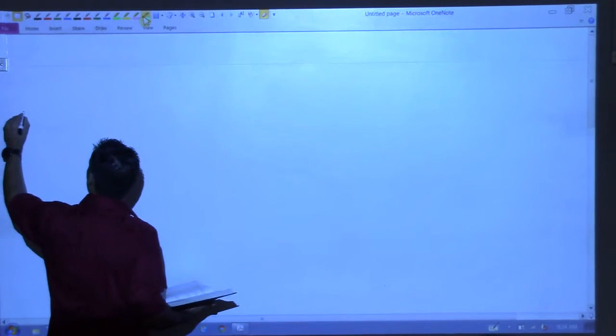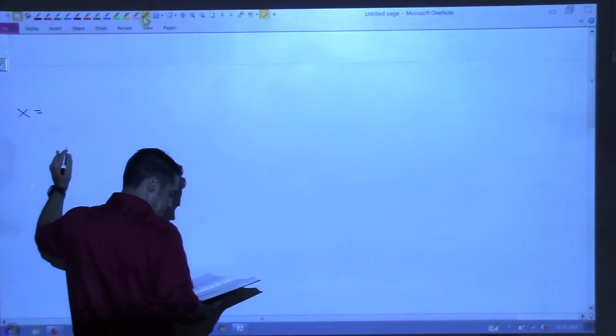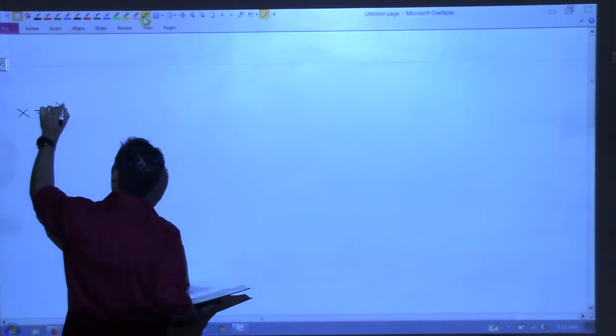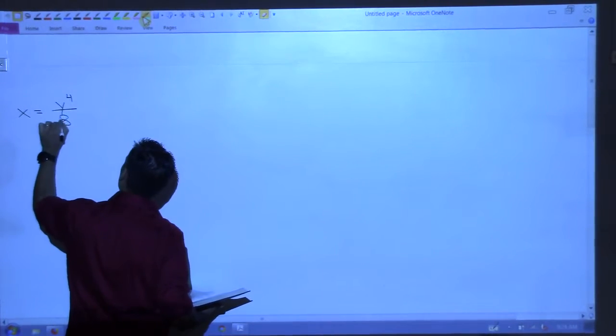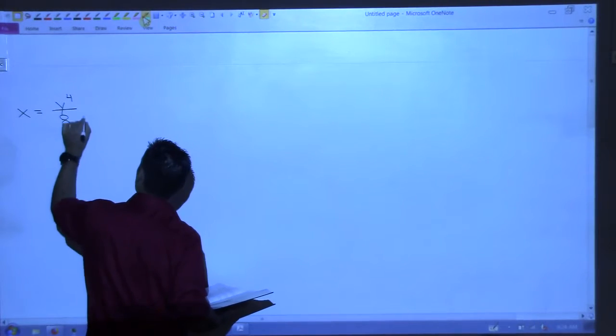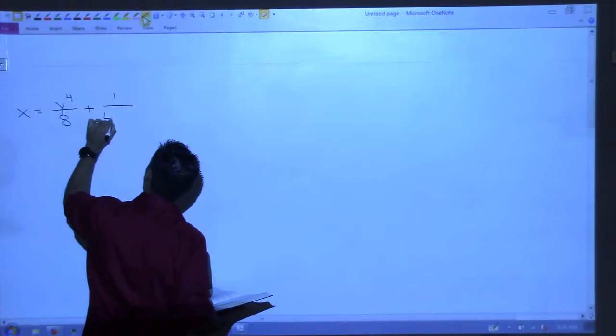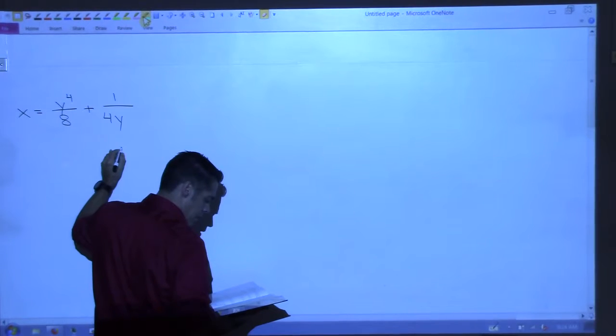All right, so this is x equals y to the 4th over 8 plus 1 over 4y squared.